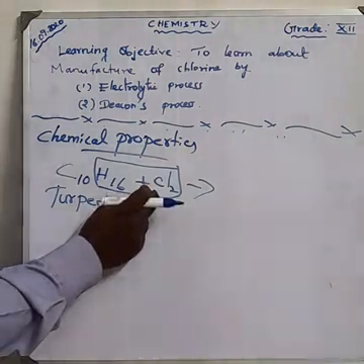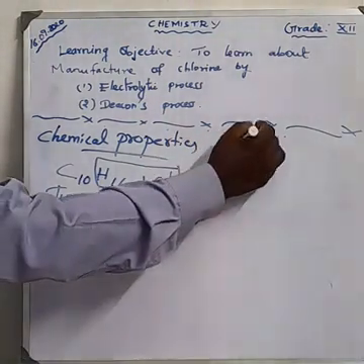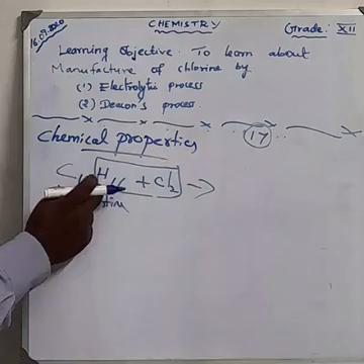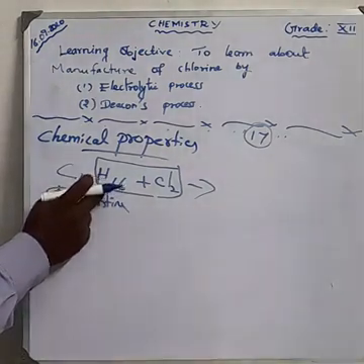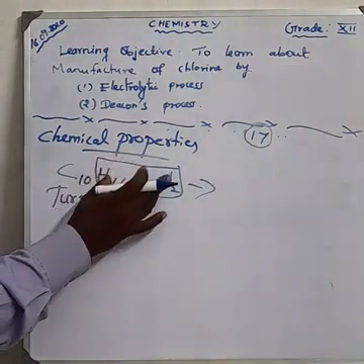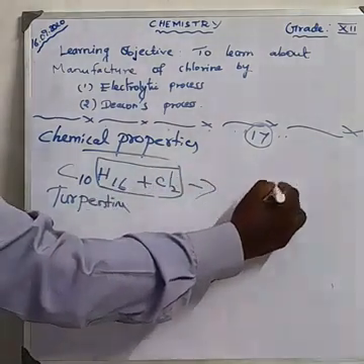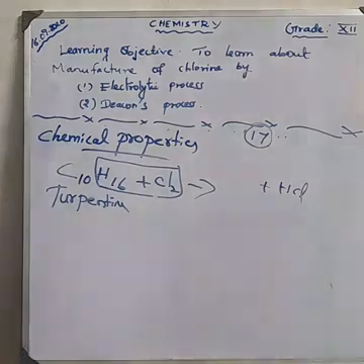It is in group number 17. It is the most electronegative element, like chlorine, fluorine, etc. And hydrogen is an electropositive element, so it easily combines with hydrogen to form hydrochloric acid, HCl. Okay, HCl, hydrochloric acid.